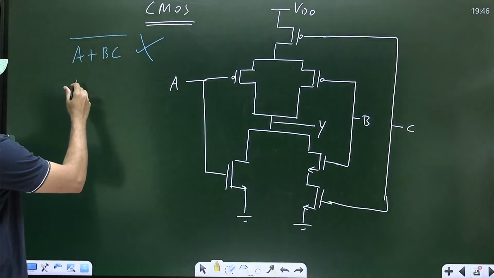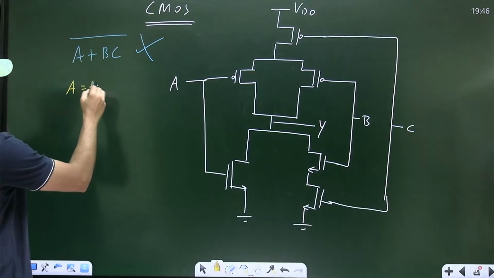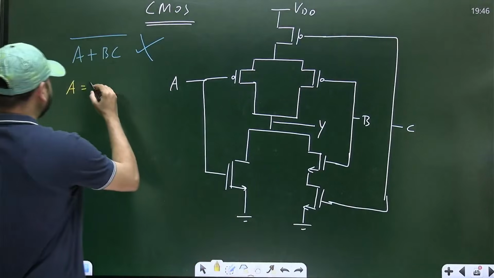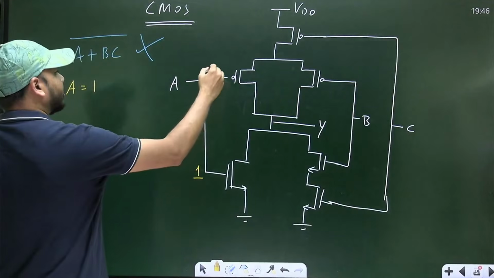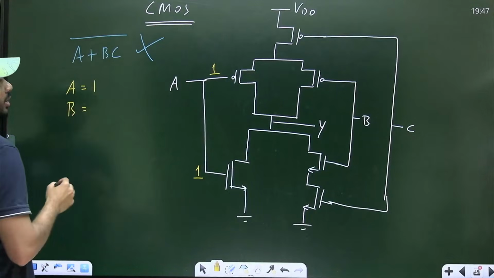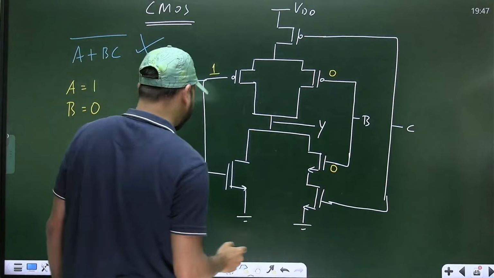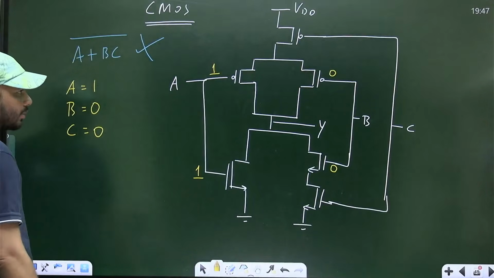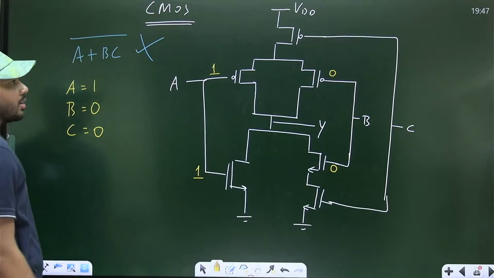Let's say A is 1, so here it is 1, and here also it is 1. Let's say B is 0, here it is 0, and here also it is 0. And let's say C is also 0. This is the input applied to this circuit: A is 1, B and C both are 0.